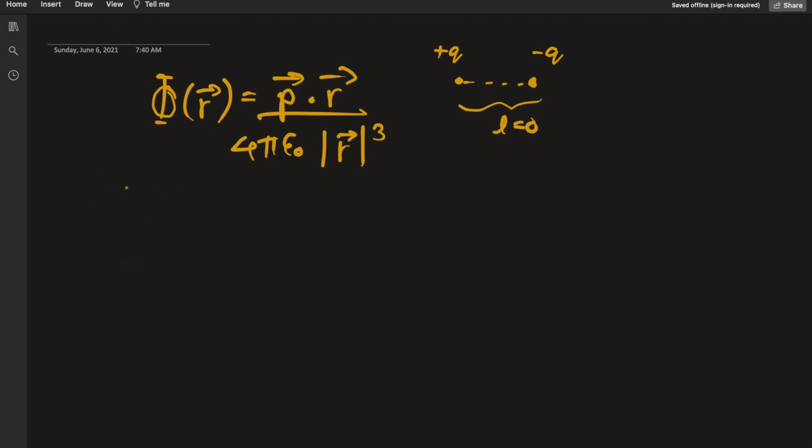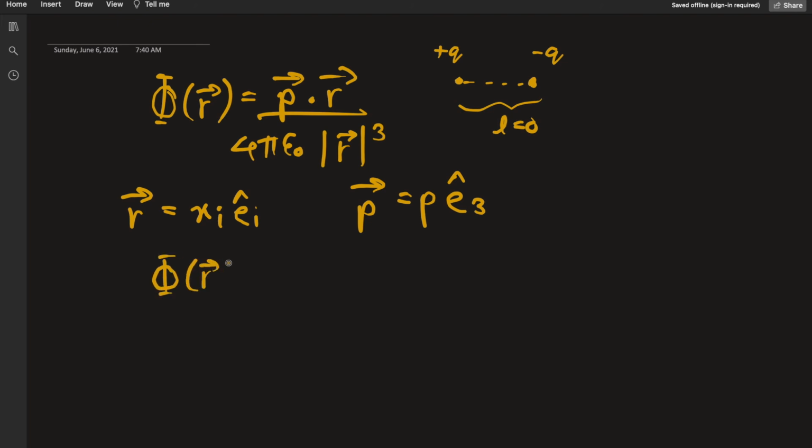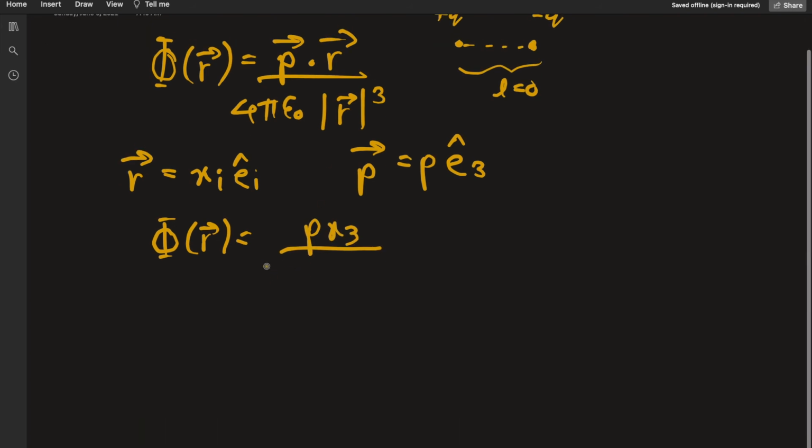And for our given case, we're choosing r to be just in general x_i e_i hat. I'm using subscript summation convention. And p is just in one dimension. It's just p times x3 hat, so it's in the z direction. Now, okay, fine, we can simplify our scalar potential. We get p x3, because it's a dot product, over 4 pi epsilon naught, and the magnitude is just x1 squared plus x2 squared plus x3 squared raised to the 1/2 power, which is the square root, and we have a 3, so we'll have a 3/2 power here.